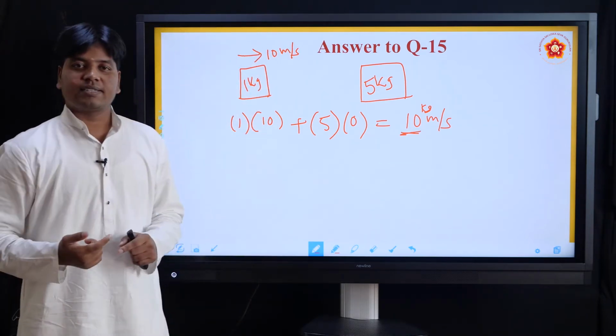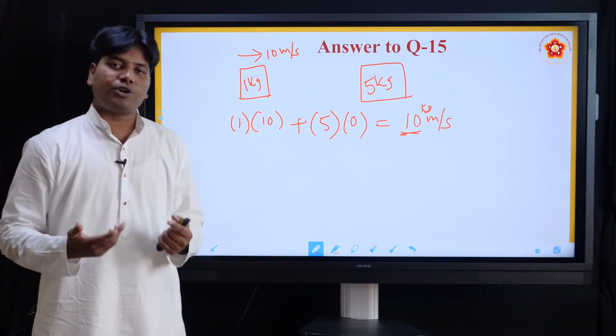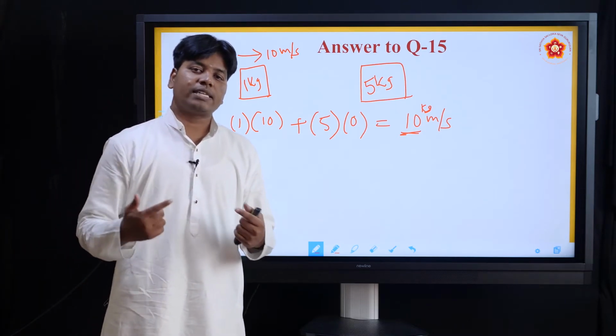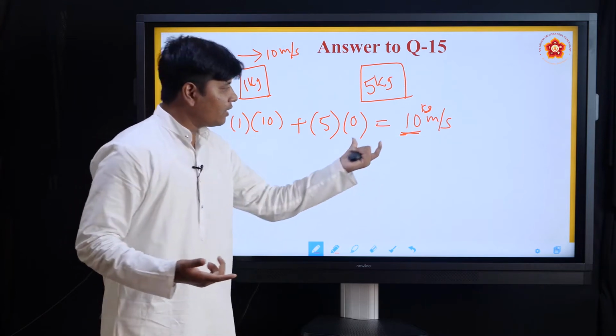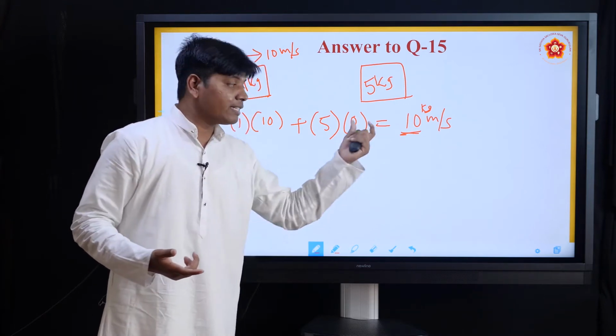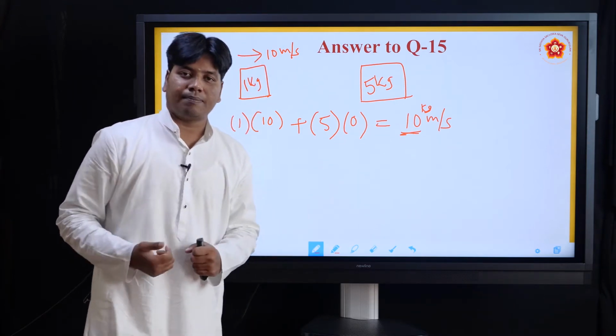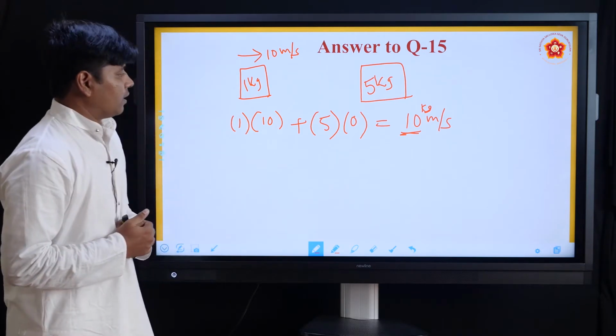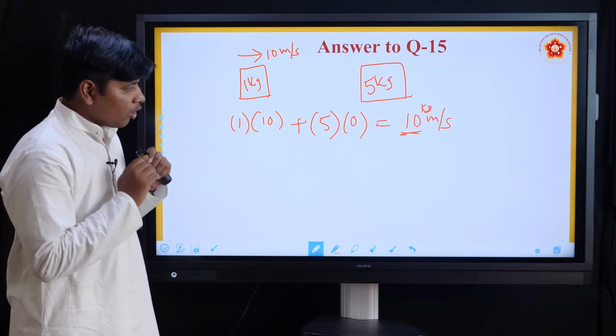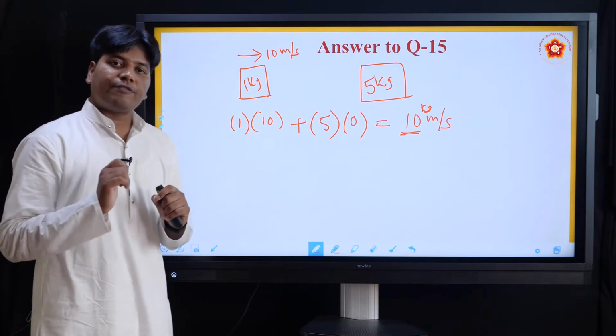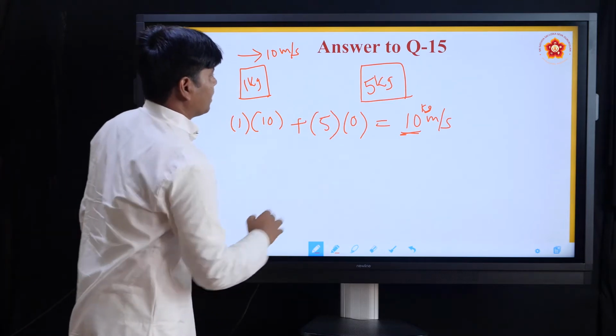After the impact, it should be the same according to the law of conservation of momentum. So just after the impact also, you will have 10 kg meter per second as the magnitude of momentum. Now, he also asked us to calculate the velocity of this combined object.